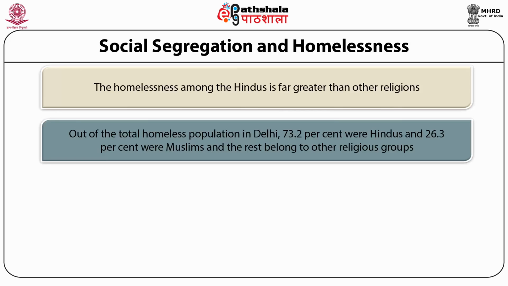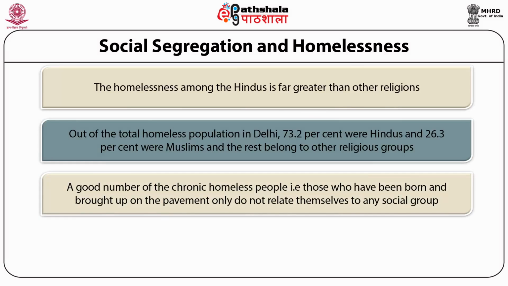On the other hand, the analysis of homelessness on the basis of caste in the cities of Delhi, Madurai, and Chennai found that a significant proportion, about 80% of those who could identify their caste, belonged to OBCs and general castes, while the remaining are from SCs and STs. However, the results may not be fully reliable, as a good number of chronic homeless people in urban areas, especially those who have been born and brought up on the pavement only, do not relate themselves to any social group. All they know is that they belong to the class of poor and deprived.